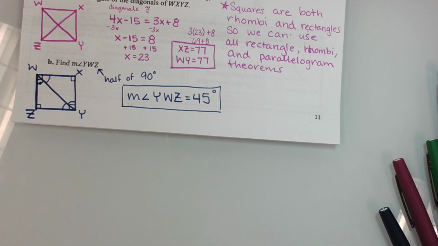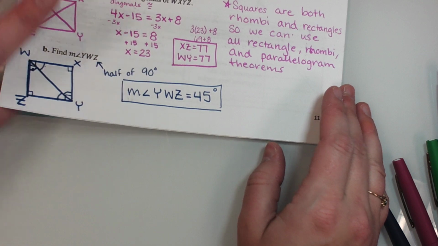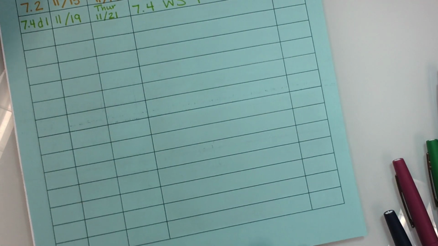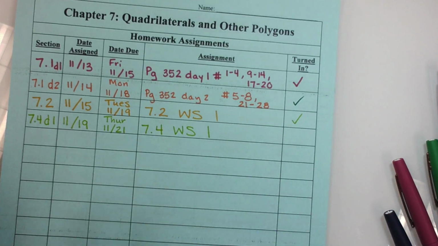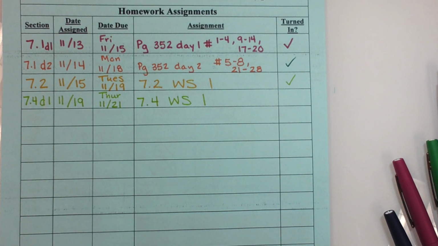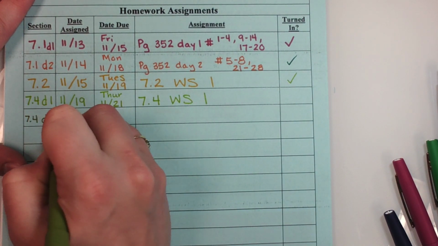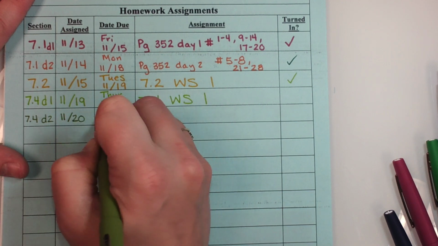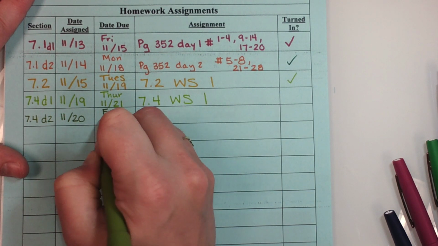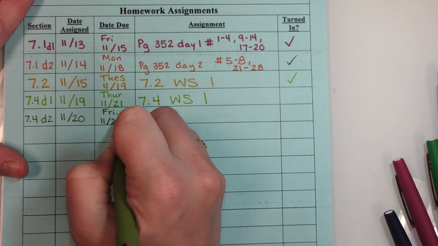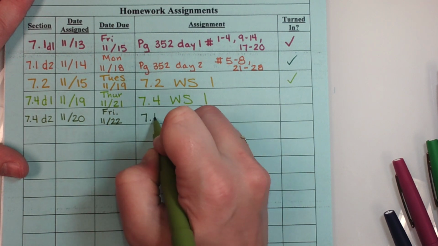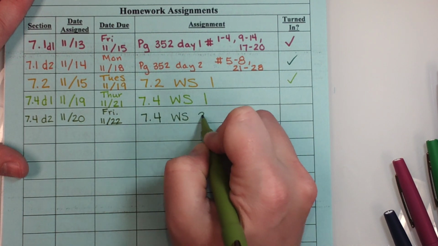That's it for notes today. So, today, we did 7.4 day 2. Today is the 20th. Our homework's due on Friday. Friday's the 22nd. 7.4 worksheet 2.